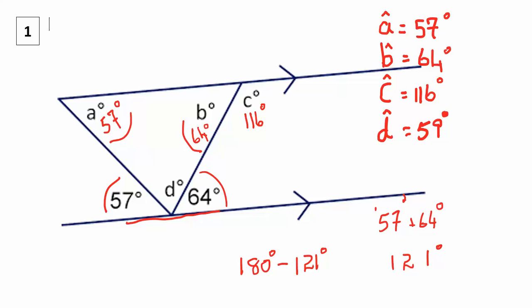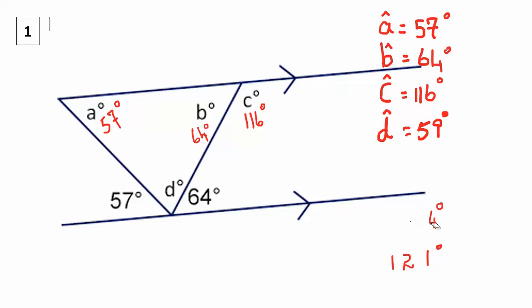Let me just get rid of this I've done there so we can clean it up nicely. Get rid of all this. Nice clean piece of paper. It's not messy. Angle D is equal to 59 degrees. And there you have it.